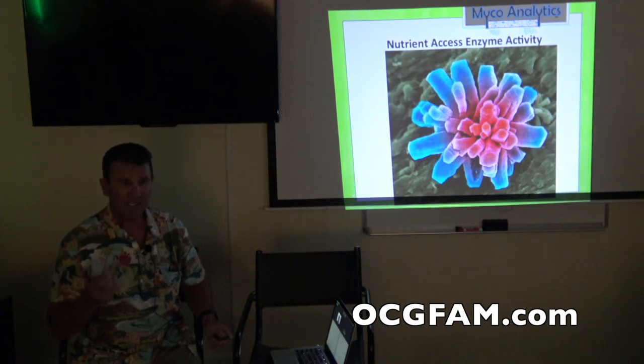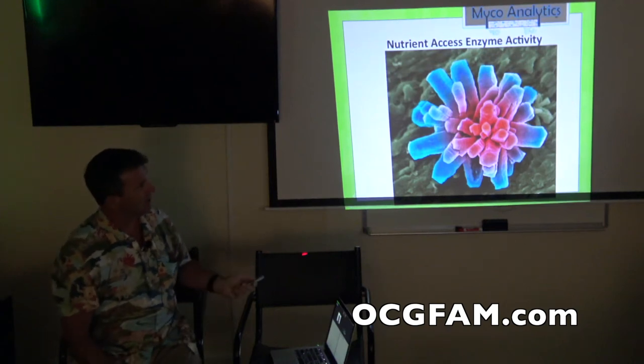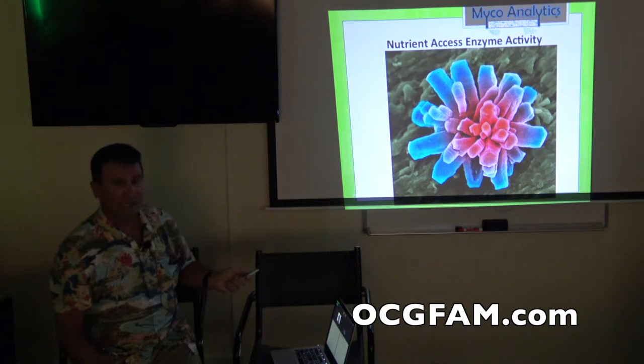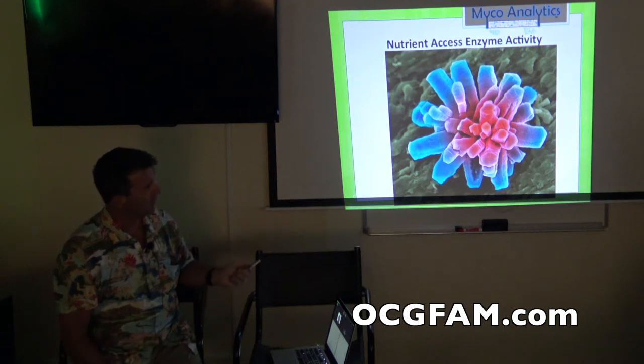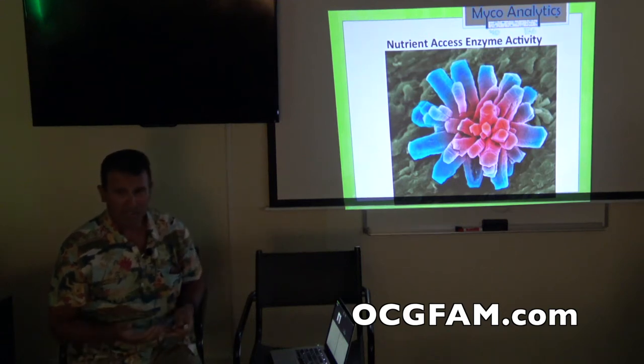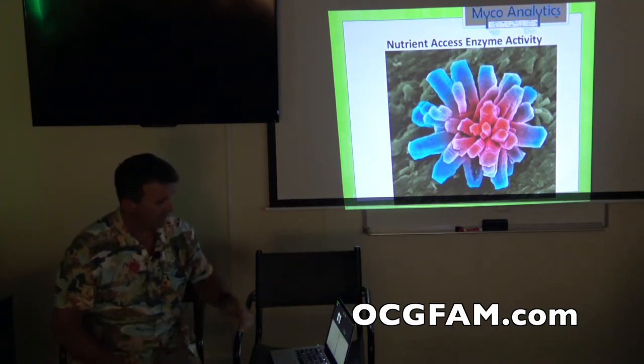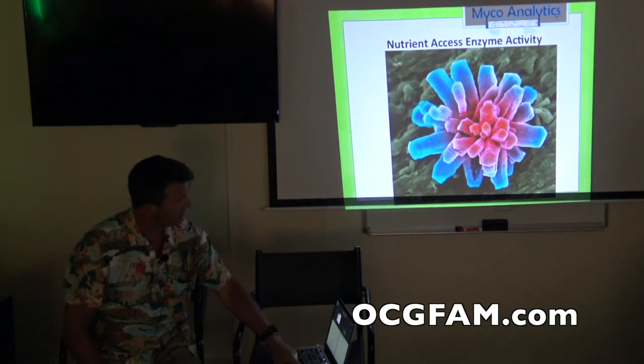And what the mycorrhizae do is they produce an enzyme which dissolves the rock to put the phosphorus in solution so the plant can absorb it, or the fungal filament can absorb it and transport it back to the plant. So a lot of iron is really tied up in the soil, manganese, magnesium, some calcium products, and especially phosphorus are really these little rocks in the soil.